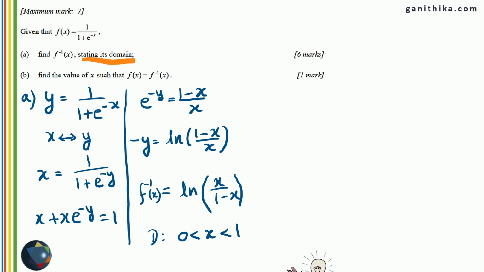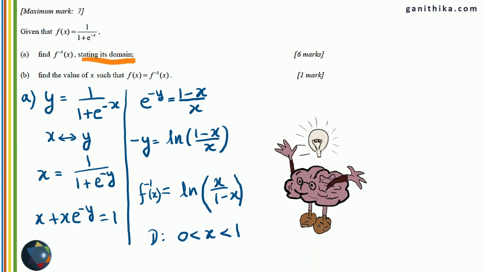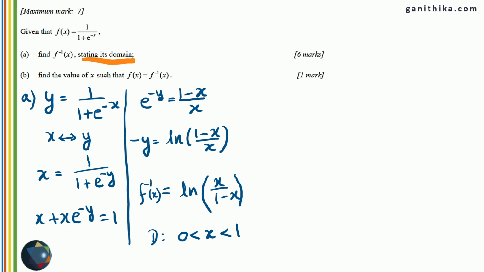It cannot be equal to 0 or a negative number, because if it is 0, it will be ln of 0. If it is negative, it will be negative on the numerator and positive on the denominator, making the whole thing negative. If it is equal to 1, the denominator will be 0. If it is more than 1, the denominator will be negative. The numerator will be positive. It makes it negative. So combining all this information together, the domain has to be 0 less than x less than 1. So this will be the correct answer for the domain of f inverse of x for this question.